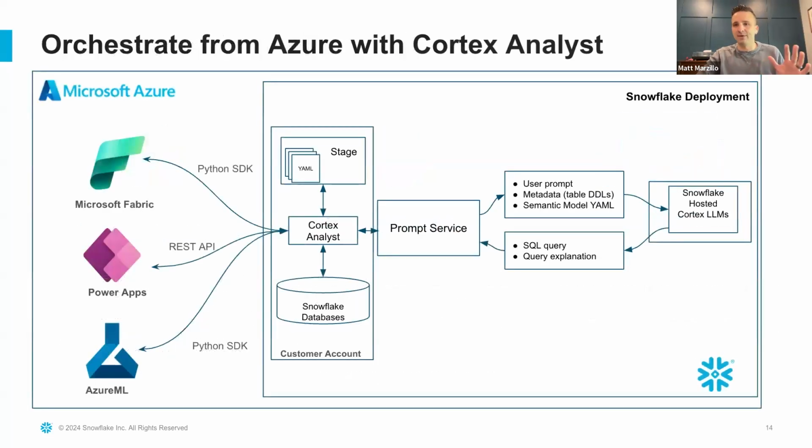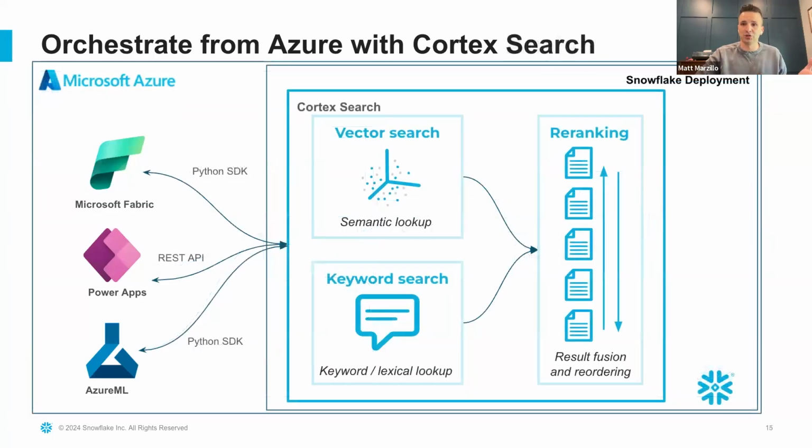This is kind of a high level architecture of what that might look like, right? So this is looking at Cortex Analyst. You can see here you have Cortex Analyst sitting inside of Snowflake. Maybe you're using the Python SDK, or maybe you're using the REST API. All that said, it's really simple to call that service from a Microsoft or Azure service. It looks very much the same. This is Analyst. It looks very much the same with Search, right?